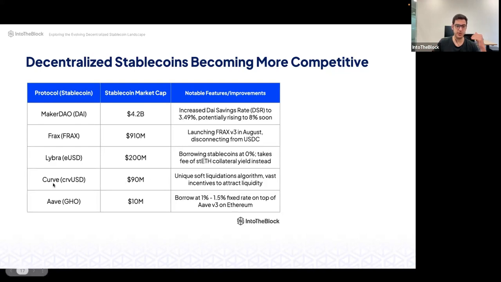And then we have crvUSD from the Curve team, which has a unique self-liquidation algorithm and also a vast liquidity network that is able to attract liquidity. Within just a few months, it reached almost 100 million. It's come down a bit since the Curve hack. And Aave GHO, which is now about 18 million. This is a bit outdated. And the core selling point is that you're able to borrow at a fixed rate of between 1 and 1.5%, built on top of Aave v3, which already has a decent amount of liquidity as well.